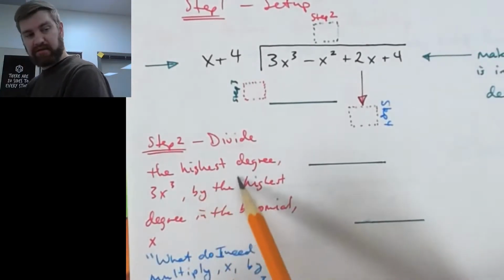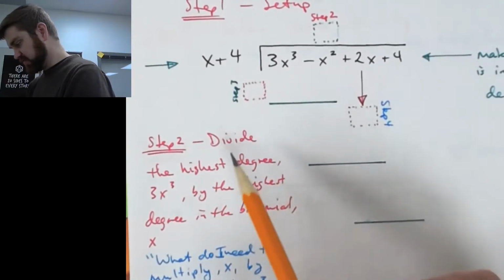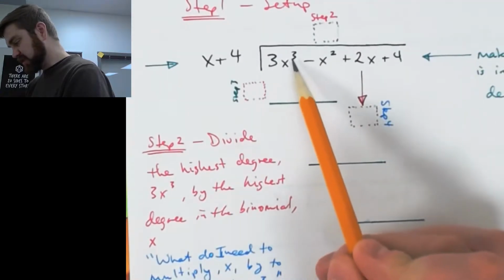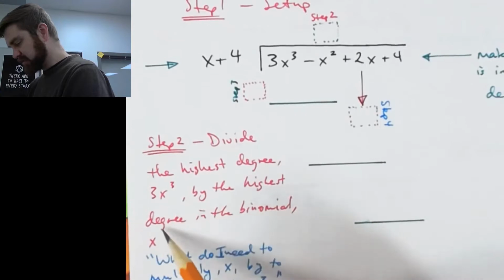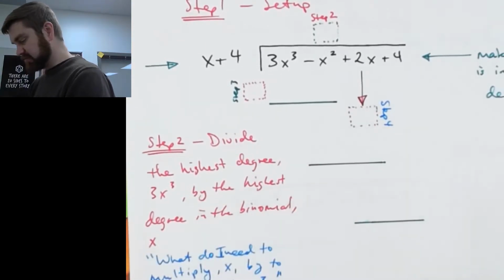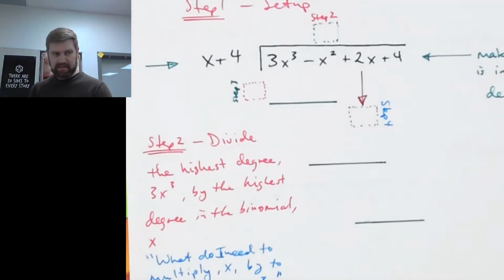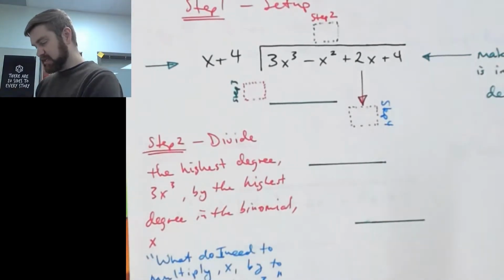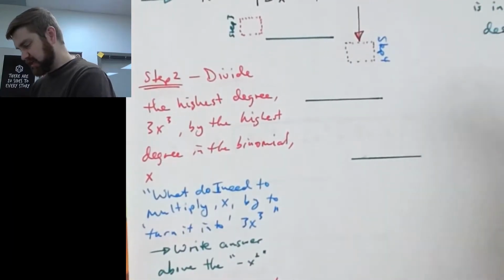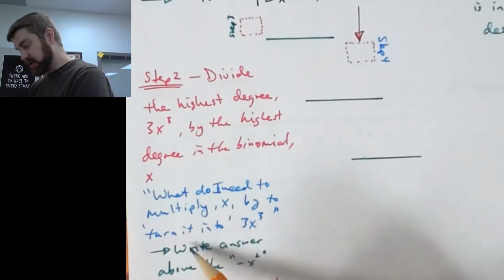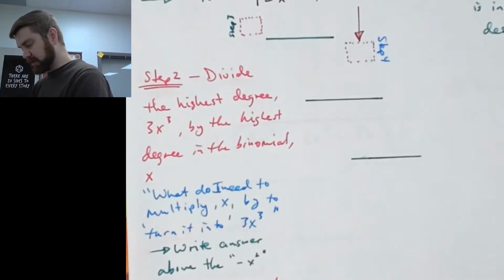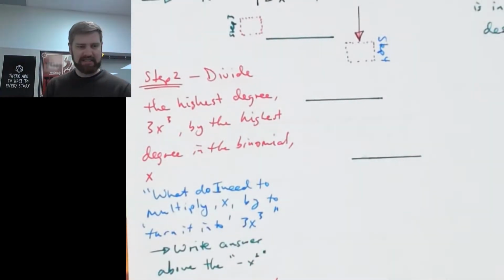So our second step, once we have this nice setup going in black here, is to divide the highest degree variable. So in this case, we're dividing the 3x cubed by the highest degree in the binomial, so x. Okay, now that's the official way of saying it. The way I kind of say it if I were in class would be to say, what do I need to multiply x by to turn it into 3x squared? And oftentimes when I say it like that, students are like, oh, I know.